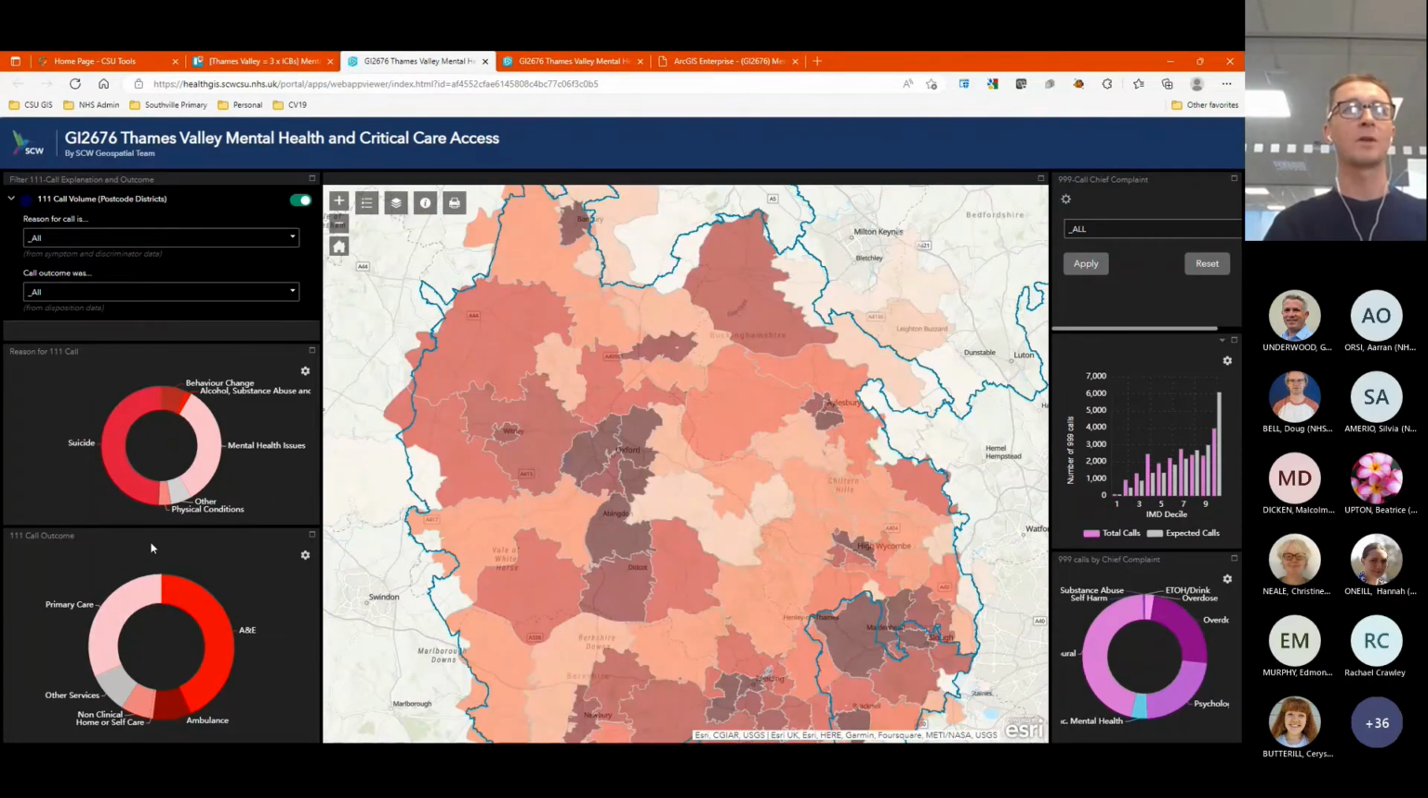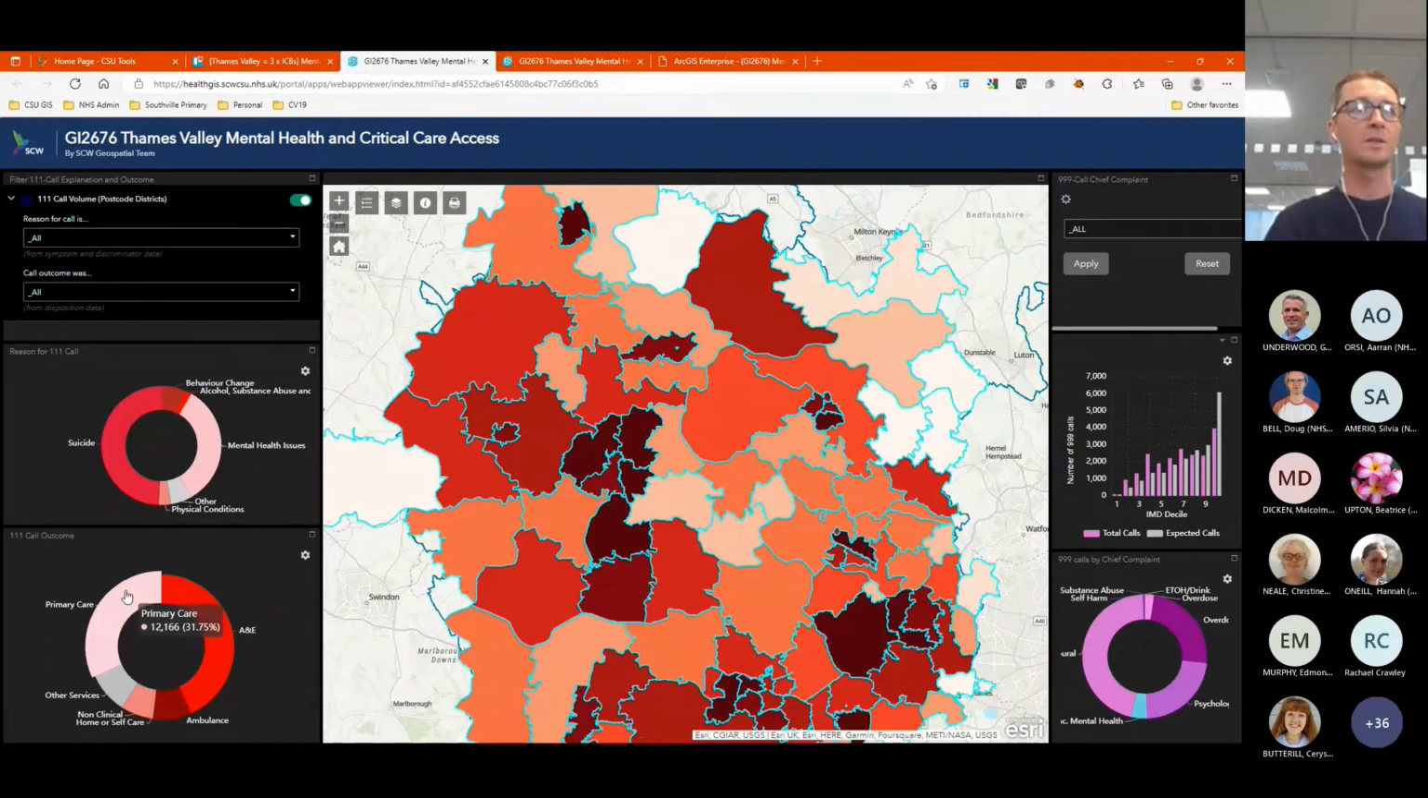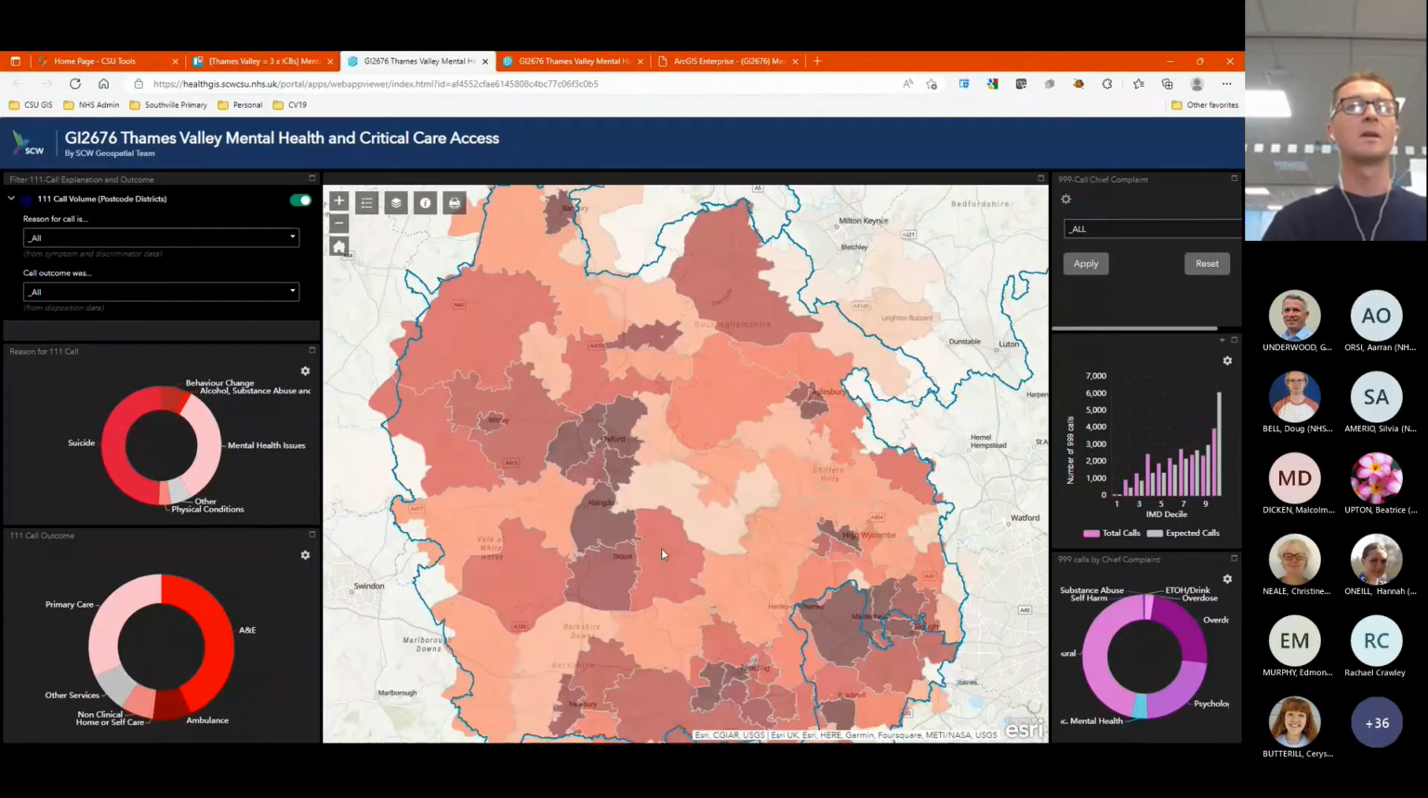It's also showing you what the call outcome is, and by outcome here we mean which service dealt with it. So you can see a large section was dealt with by the accident and emergency department, so 43%, almost half. About 30%, about a third, was dealt with by the primary care service, and then smaller sections by other non-clinical or ambulance services.